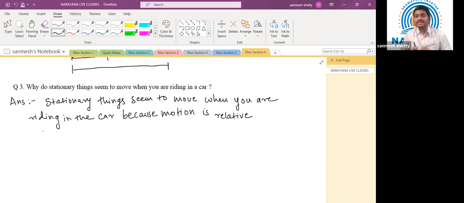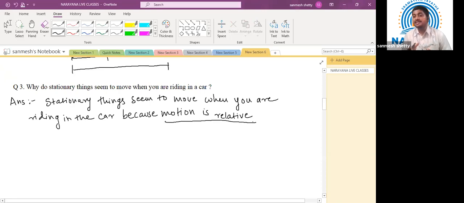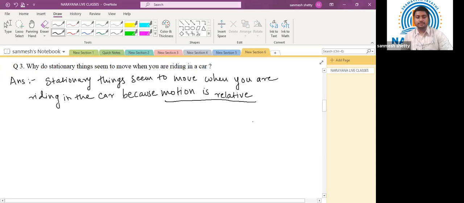All these things depend upon the relative concept of motion and rest. So the answer to this question that we can write is: stationary things seem to move when you are riding in a car because motion is relative. Motion is relative means it depends upon the frame of reference. I hope the point is clear. Let us proceed further to the next question.